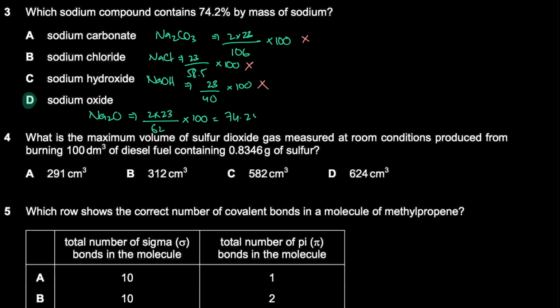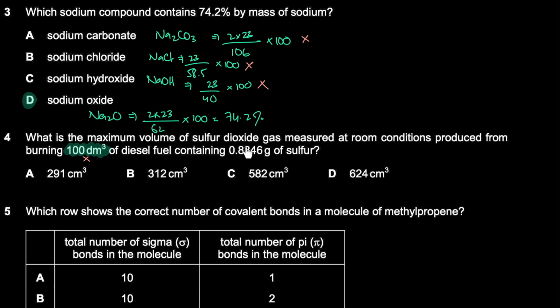Okay, so the answer here is D. What is the maximum volume of sulfur dioxide gas measured at room conditions produced from burning 100 decimeter cube of diesel fuel containing 0.8346 grams of sulfur? Now over here, the 100 decimeter cube is irrelevant. We don't really care about this piece of information.